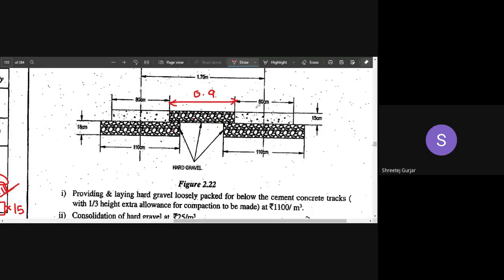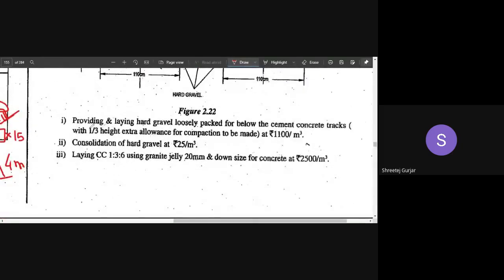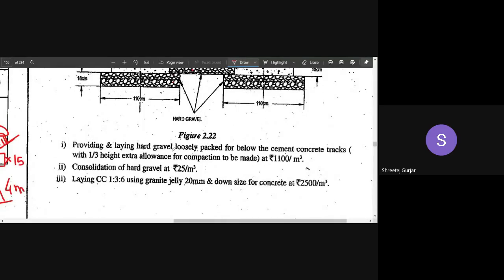The width of each track is 80 centimeter, and we have two tracks in total. The thickness of your track is 15 centimeter. The thickness of your hard gravel is 18 centimeters for these two, and for the central hard gravel, it is 15 centimeters. Be careful while substituting. Providing and laying hard gravel loosely packed below the cement concrete track, with 1/3 height extra allowance for compaction to be made.